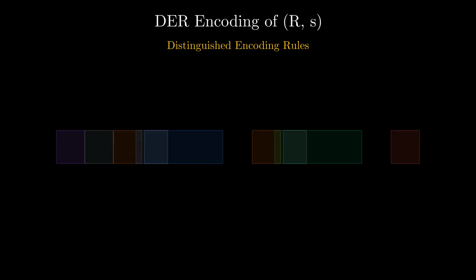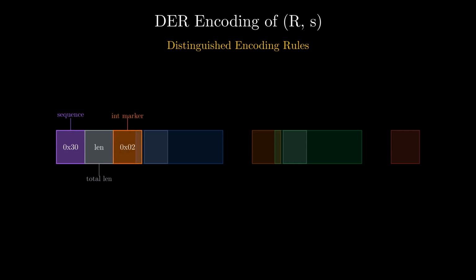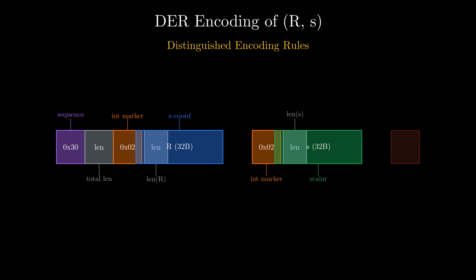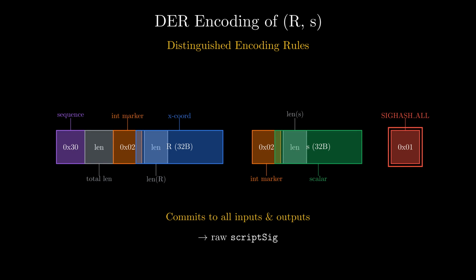On the wire, that signature pair gets wrapped in DER, the Distinguished Encoding Rules format. The byte stream starts with 0x30, the sequence marker, then total length, then 0x02, the integer marker, followed by the length of R and R itself, typically 32 bytes. Another 0x02, the length of S, then S. Finally, a 1-byte Sighash flag, usually 0x01, meaning SIGHASH_ALL, signaling that this signature commits to every input and output in the transaction. That's what you see in raw script.